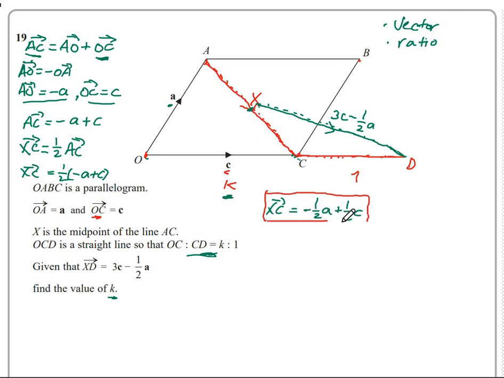Alright, so we found the value for XC, and I'll just write that in here because it looks like there's a bit of space for me to do so. Minus half A plus half C. Alright, so it's a bit more of a fuller picture. So now I can attempt to work a bit backwards from the problem. I need to find the value of K.